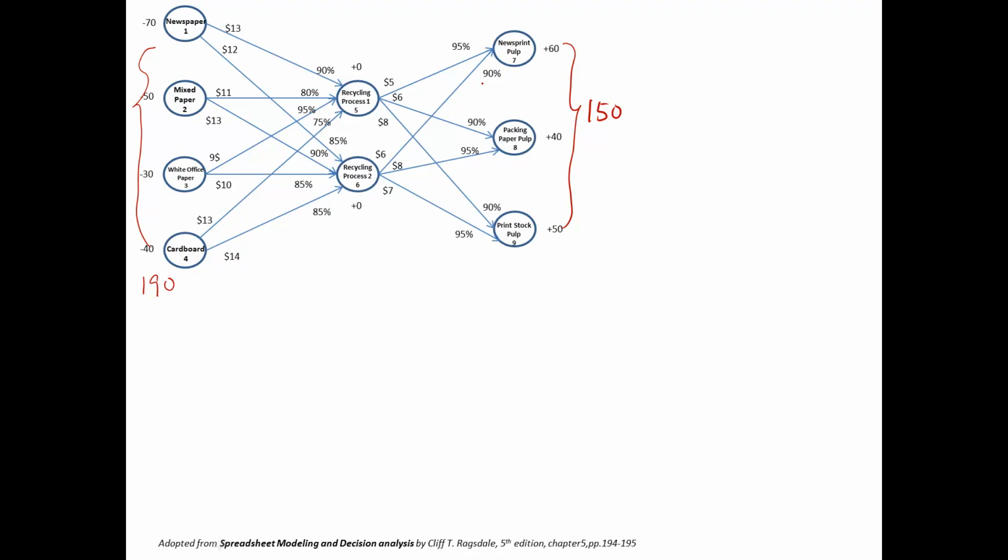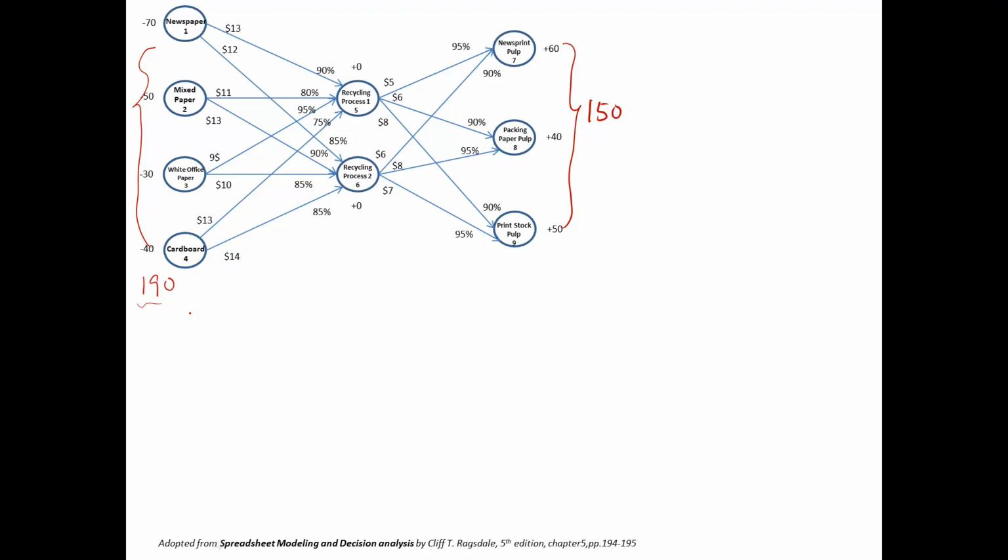loss happens on the way. So when this 190 tons of total supply gets to the point of their destinations, we don't know whether we still have 150. For sure, we know that we no longer have 190 tons, and we don't know how many are left.